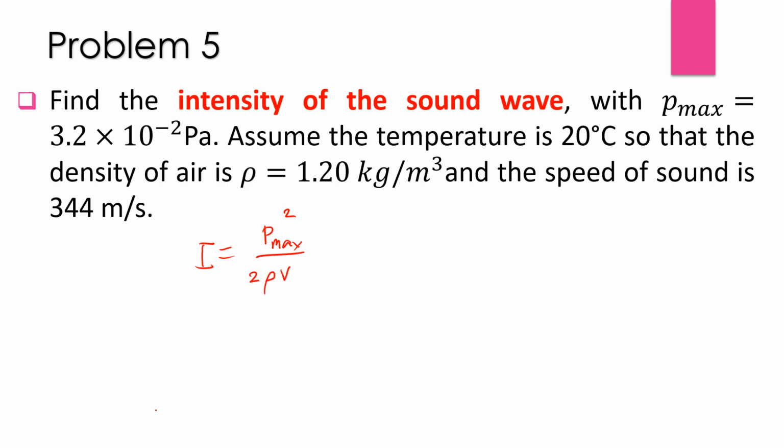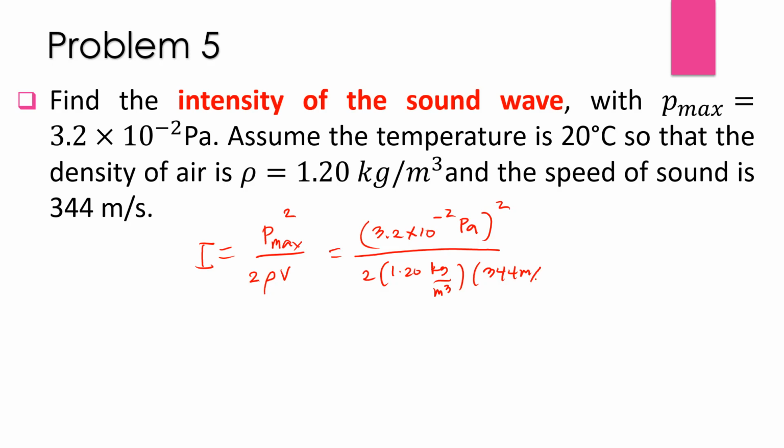Okay, so therefore Pmax is equal to 3.2 times 10 to the minus 2 pascals quantity squared divided by 2 times the density of air, which is equal to 1.20 kilogram per meter cube, times the speed of sound, which is equal to 344 meters per second. Therefore, the intensity of this sound wave is around 1.24 times 10 to the minus 6 watt per meter square.